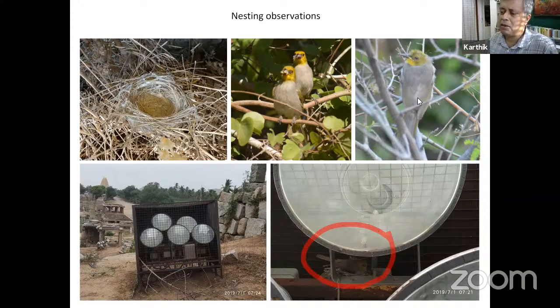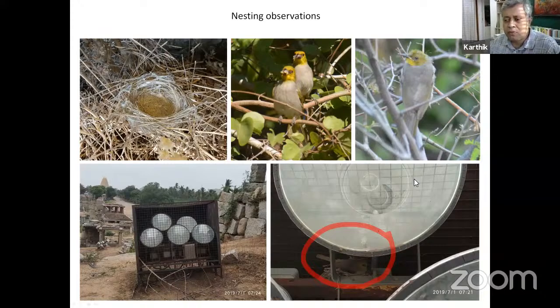This is a young one, a fledgling, we call it. You can see how drab colored it is, and it has very few feathers on the head. It has just emerged out of the nest. It is exploring the world, and now it will become an independent bird very soon.